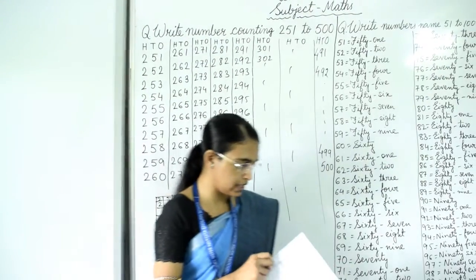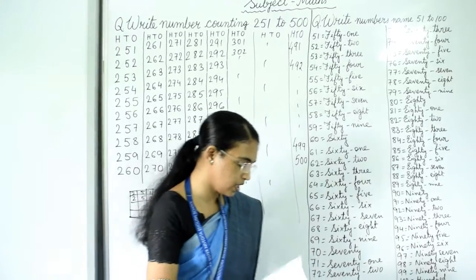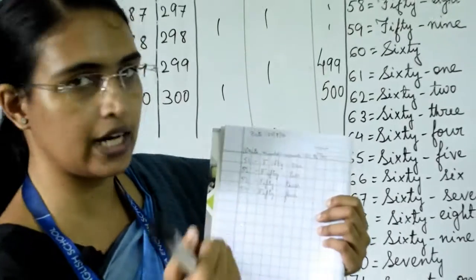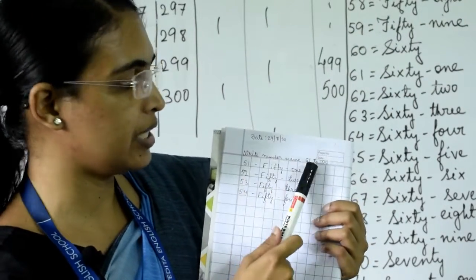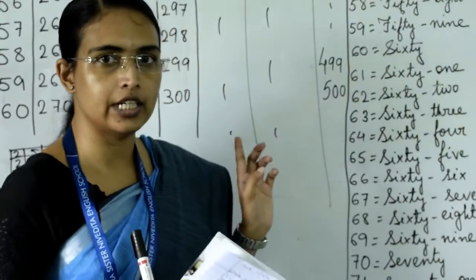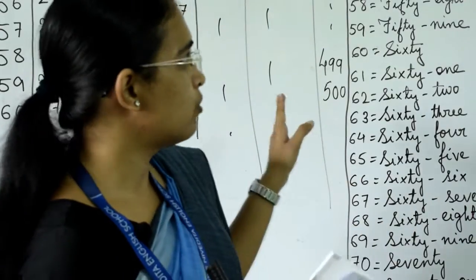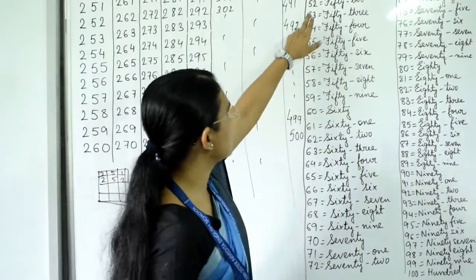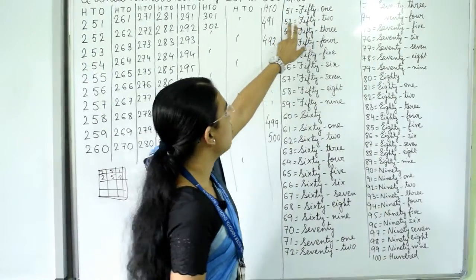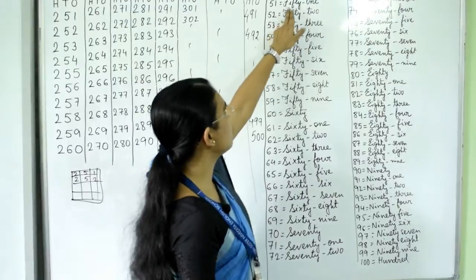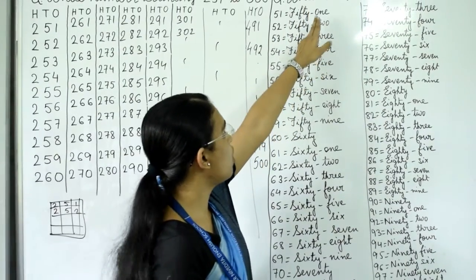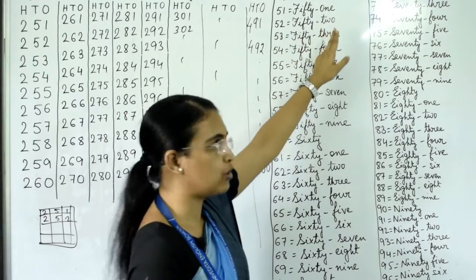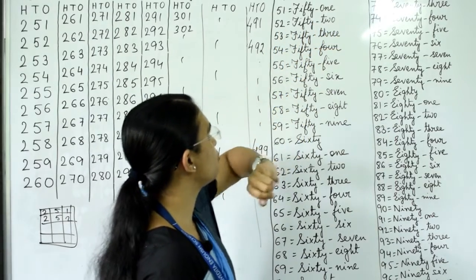And now in the next page, again you have to mention the date. Then another question, that is write number names. We have already done 1 to 50. Now we will do 51 to 100. So how will we write? Like this. 51. What is the spelling of 51? F-I-F-T-Y, 50. O-N-E, 1, 51. 52, F-I-F-T-Y, 50. T-W-O, 2, 52.